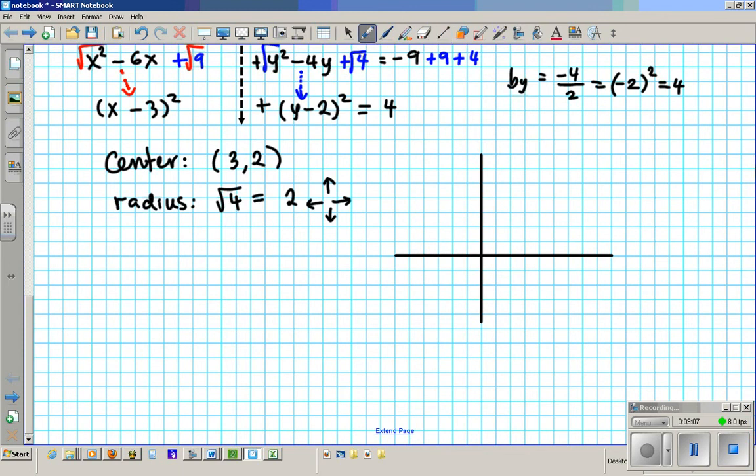Alright? Graph the center. 1, 2, 3. And go up 1, 2. So this is your y coordinate, that's your x coordinate. Grab the center, 3, 2. And then you're going to go 2 units in all directions. 2 units to the right, 2 units to the left, 2 units up, and 2 units down. That gives you your circle. Okay?